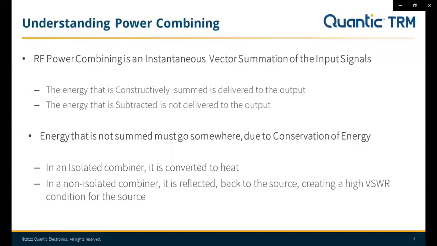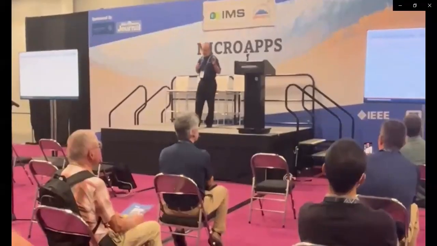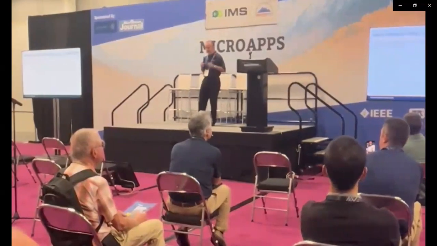When you have a coherent combining situation, you have two signals, and there is an instantaneous summation of the vectors of those two signals coming in. As those two vectors add in phase with each other, those signals will sum. Anything that does not sum has to be delivered someplace else. Due to the law of conservation of energy, it's got to go somewhere. For an isolated combiner, it goes into heat, and for a non-isolated combiner, it's reflected back to the source.